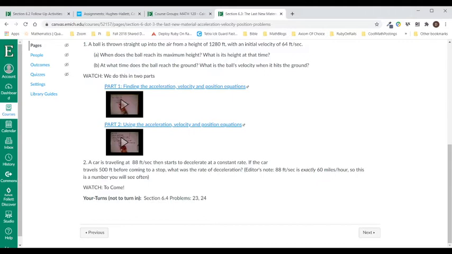Now this is not part of the problem, but 88 feet per second is exactly 60 miles per hour. So you see that number show up quite a bit. So what I want to do is do this problem in 2 bits too. Let's find the equations, and then in the second part we'll try to use them. So let's go find the equations first.